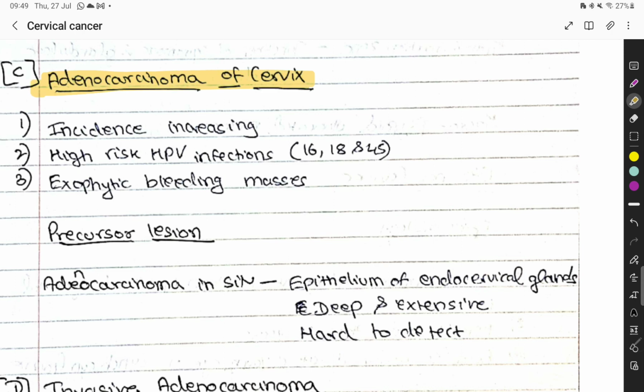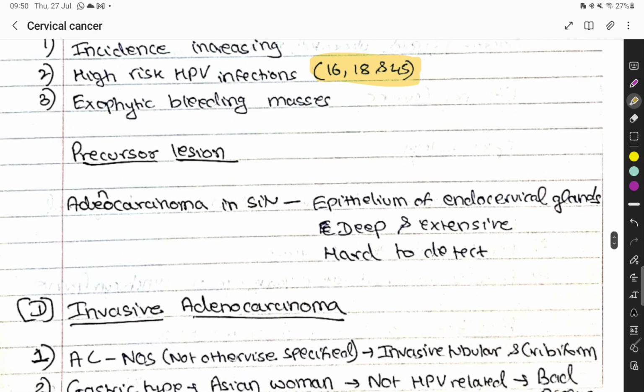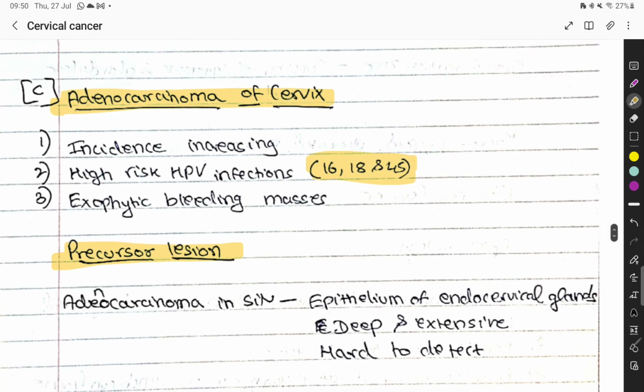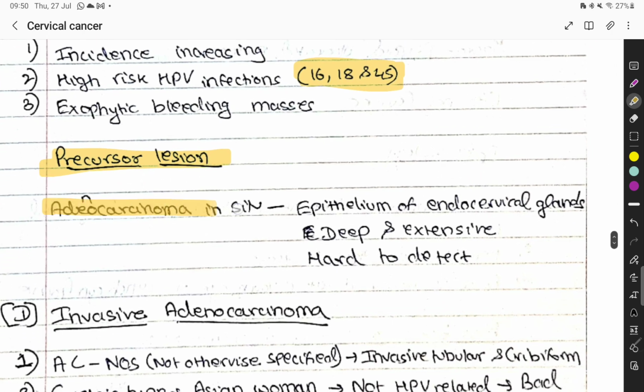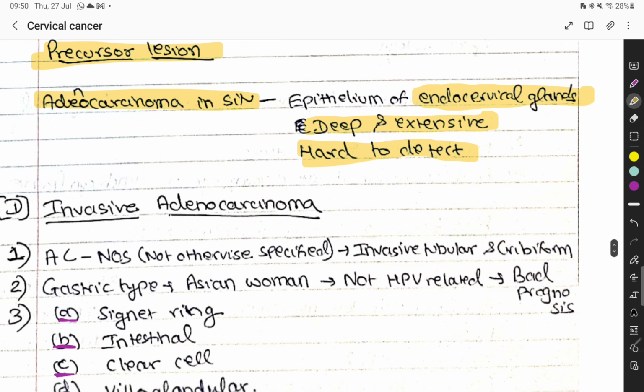Now the incidence of this cancer is increasing. The high-risk HPV strains are 16, 18 and 45. Exophytic bleeding masses, so the masses are protruding and bleeding. The precursor lesion of adenocarcinoma of the cervix is adenocarcinoma in situ, in the epithelium of the endocervical glands. The lesions are deep and extensive, and hard to detect because they are inside the epithelium.